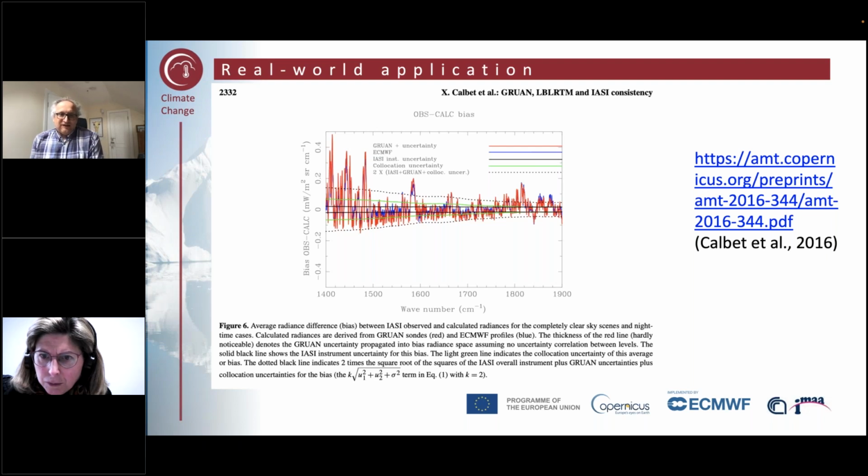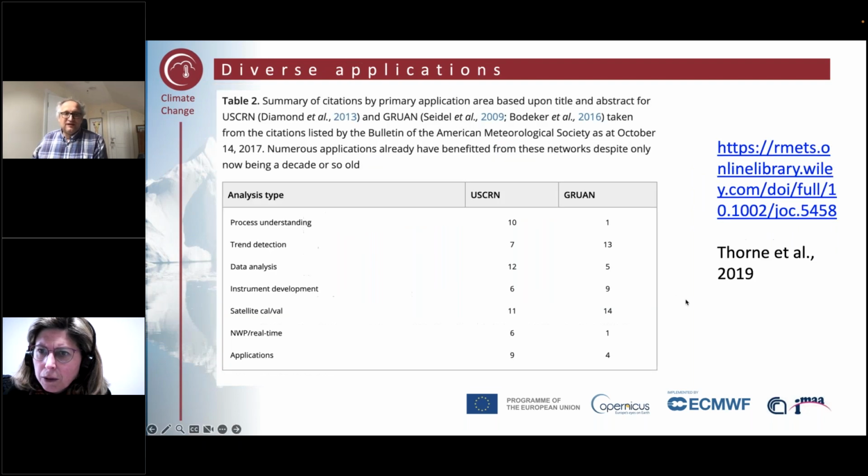was that for the vast bulk of the spectral region of IASI, the IASI and GRUAN data were consistent within their uncertainties after accounting for co-location uncertainty. So we can show this in the real world. This is a real world application of these reference network measurements. It's not the only application of reference network observations.